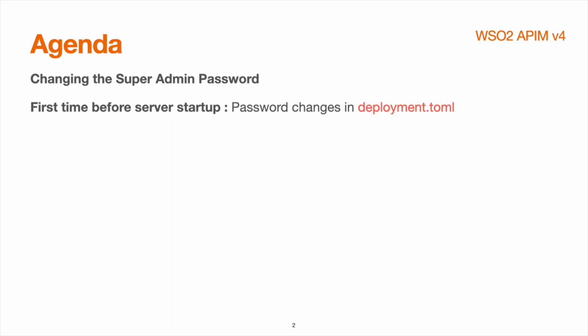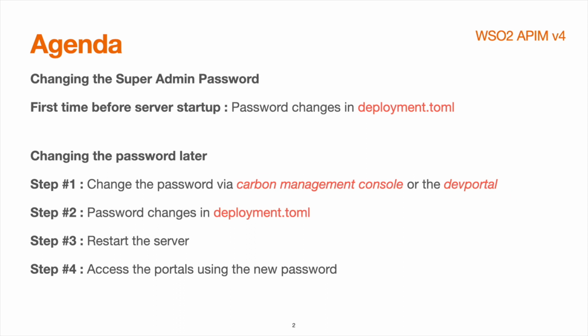But there are two use cases. If we are going to start our server for the first time, we have to make changes in the deployment.toml file only. And if we are going to change the password at a later stage, like our server started some time back and now we have decided to change the password, this has to be done via different steps. We have to change the password using the management console or the developer portal and the deployment.toml file, followed by a server restart. And now we are good to use the application with the new super admin credentials.